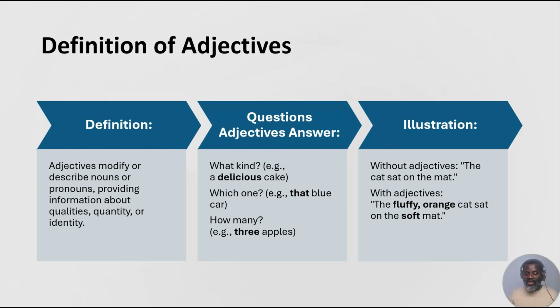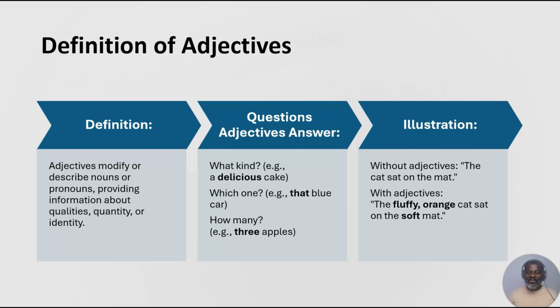In this illustration, we see that when we say the fluffy orange cat sat on the soft mat, just by adding those 3 words describing nouns, fluffy and orange are adjectives describing the cat, and then soft is another adjective describing the mat. You see that our sentence has become a bit rich. So when you write your compositions, especially descriptive composition, this is the kind of language you are supposed to use.